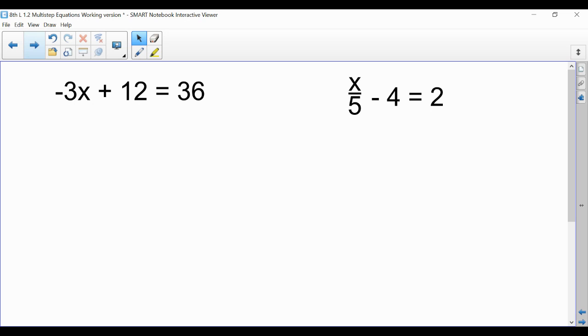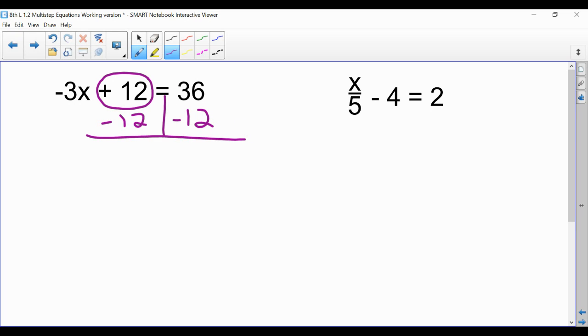Our first problem here says negative 3x plus 12 equals negative 36. So the first step was add or subtract by the constant. So we circle our constant, which is positive 12. And to move it to the other side, we have to do negative 12. Do that to both sides. And we're left with negative 3x equals 24.